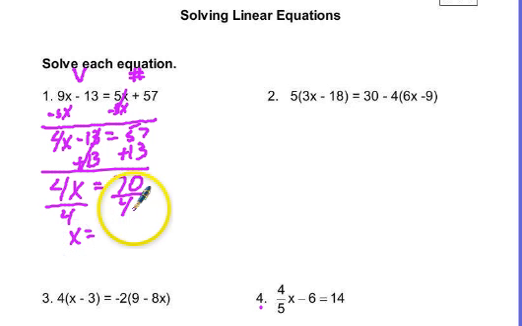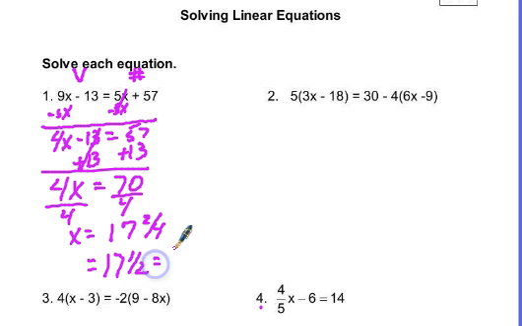So x equals, 4 goes into 7 once, 4 goes into 30 only 7 times, because 7 times 4 is 28, so it leaves us 2 left over. So that'd be 2 fourths. Well, we don't want 2 fourths. We reduce that, so that's 17 and a half, which is also 17.5. Those are the same thing. Make sure you're comfortable with doing both of those.